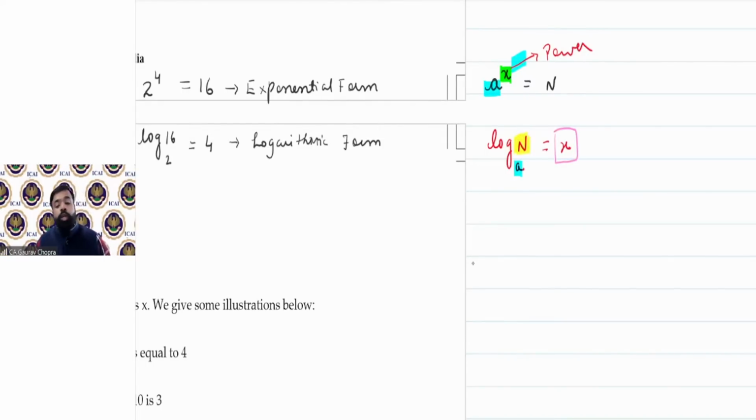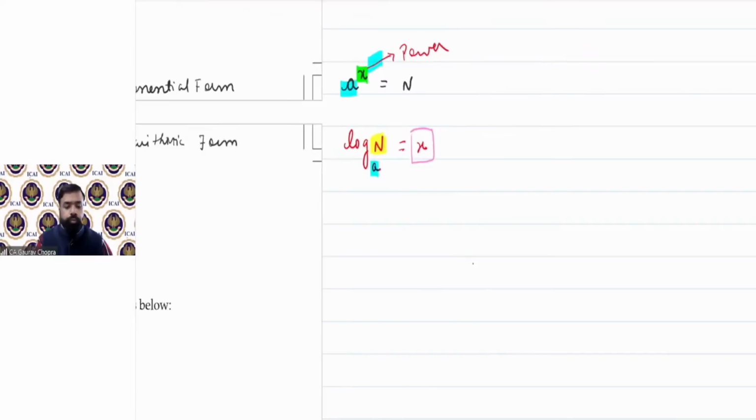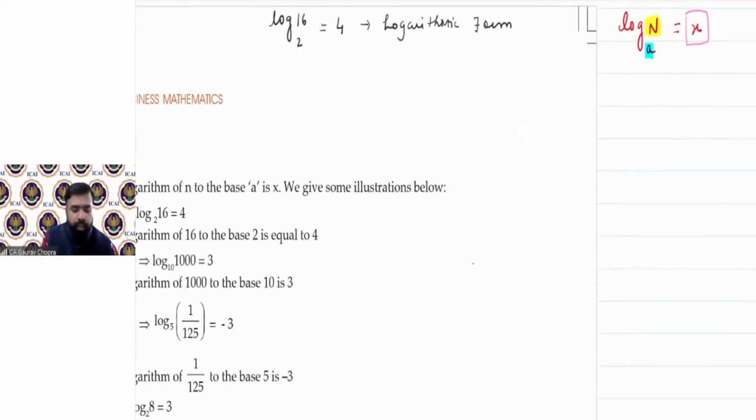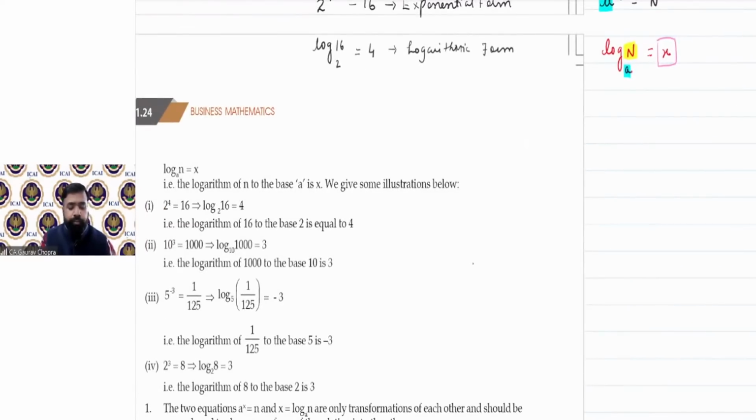Log of n. So earlier it was in the base, and today also it is in the base. x was powerful earlier, so it got a separate seat. Right? So log of n base a is equal to x. All right. So in this way, we can write the logarithmic form. So let us do some more conversions so that we can have a bit of practice.